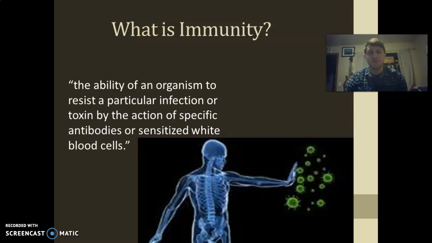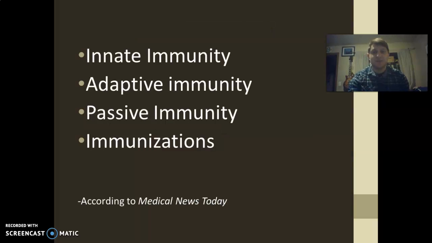To understand herd immunity, though, first you need to understand what is immunity. So, according to the dictionary, immunity is the ability of an organism to resist a particular infection or a toxin by the action of specific antibodies or sensitized white blood cells. So that's what our body does to protect itself against diseases, viruses, bacteria, and infections.